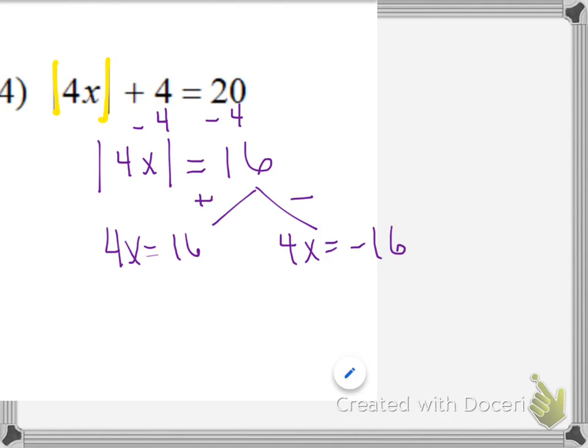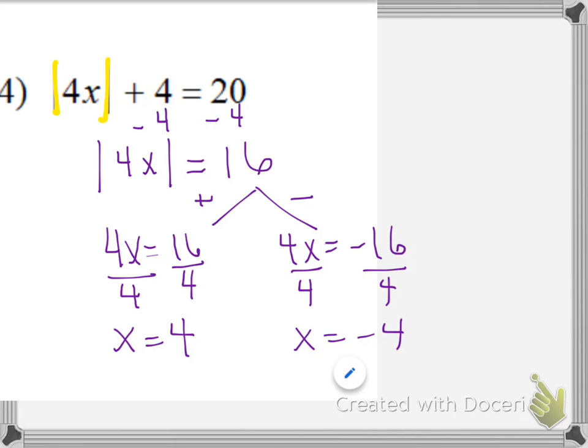And then last step, again, just get rid of that 4 in front of that x, and because it's right next to each other, we know they're multiplying. So let's go ahead and divide by 4. So 16 divided by 4 gets me 4, and negative 16 divided by 4 gets me negative 4. So those are my two answers.